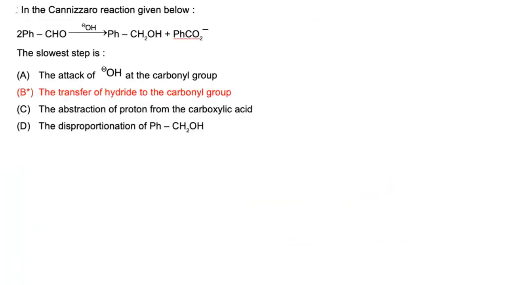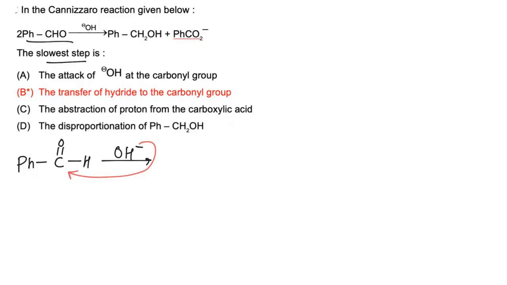In this question we have to identify the slowest step during the Cannizzaro reaction. To identify the slowest step we have to draw the mechanism of the reaction. Now benzaldehyde is treated with 50% OH negative. OH negative acts as a nucleophile in the first step since alpha hydrogens are not present, so it cannot behave as a base.